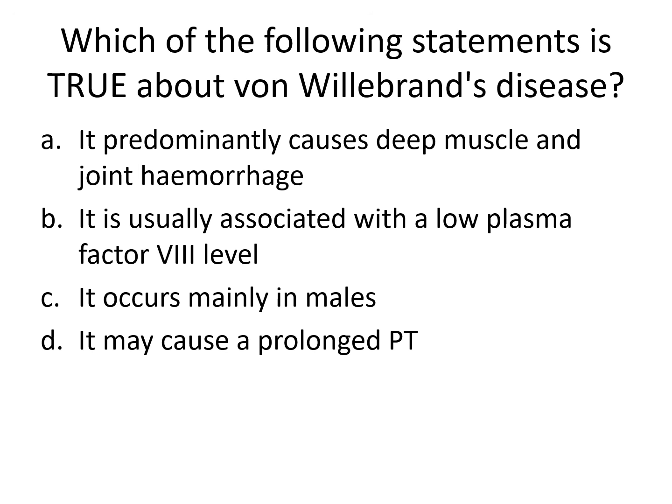Now, just to refresh your knowledge about what we have just discussed, which of the following statements is true about von Willebrand's disease? It predominantly causes deep muscle and joint hemorrhage. It is usually associated with low plasma factor VIII level. It occurs mainly in males. It may cause a prolonged PT. So again, let's discuss in more detail what we often see in von Willebrand disease.